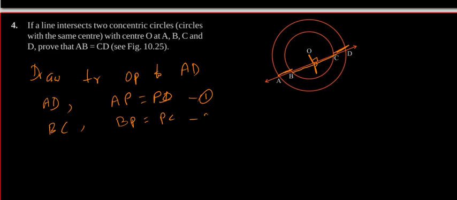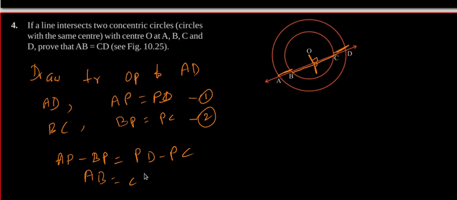Now let us subtract these two equations. So AP minus BP on the left, and on the right hand side, PD minus PC. PD minus PC becomes CD, and this side it will become AB. So AB equal to CD. We needed to prove AB equal to CD, and that has been proved.